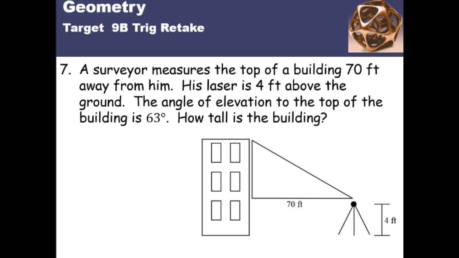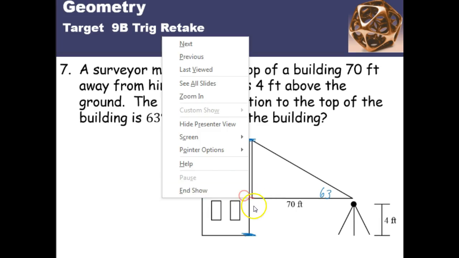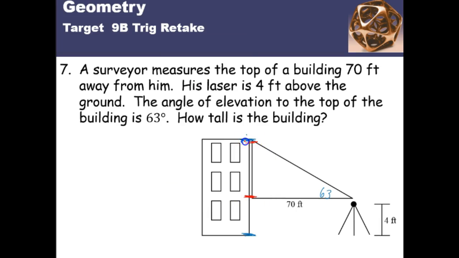Okay, and then the last problem, number 7. We have a surveyor. He's using his little surveying tool. Anyway, it's 70 feet away from the building. It's 4 feet off the ground, and this makes an angle of 63. So it wants the height of this building. And the problem is, I'm going to just find from here to here, because the triangle only has this height right here. So I'm going to find this value, and then I'm just going to add 4 to it to find the height of the whole building.